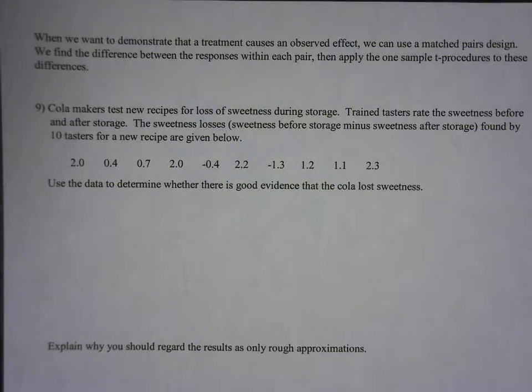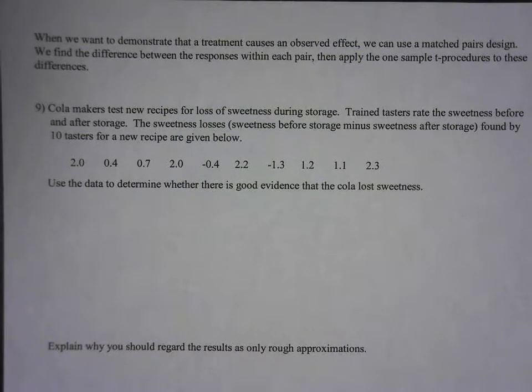Okay, in this video we're going to look at something called a matched pairs design, which may sound confusing at first, but it's a very basic idea. When we want to demonstrate that a treatment causes an observed effect, we use what we call a matched pairs design. We find the difference between the responses within each pair, then apply the sample T procedures to these differences. So this is kind of like a before and after thing.